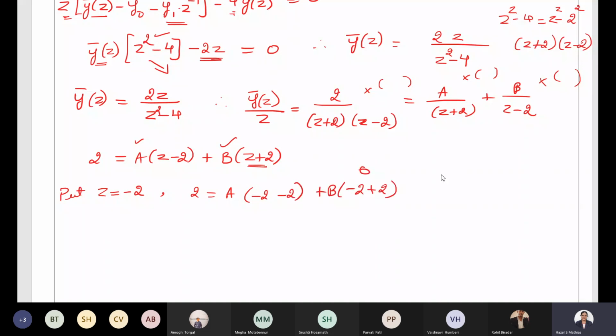So this term will be 0. Here we get minus 4. So what is the value of a? It is 2 divided by minus 4, which is nothing but minus half. Am I correct?